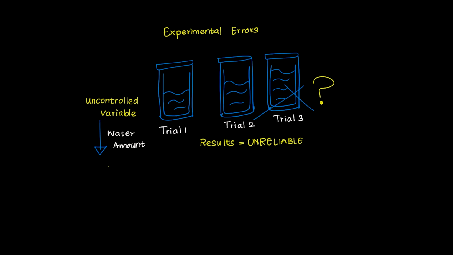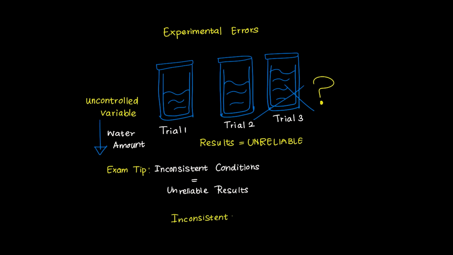Here's a WGU C165 OA exam tip for you. When a question describes an experimental error involving inconsistent conditions, the answer almost always involves reliability or validity problems. The keyword accidentally or without realizing signals an uncontrolled variable. Quick recall hook. Inconsistent means unreliable. If conditions vary, results can't be trusted.